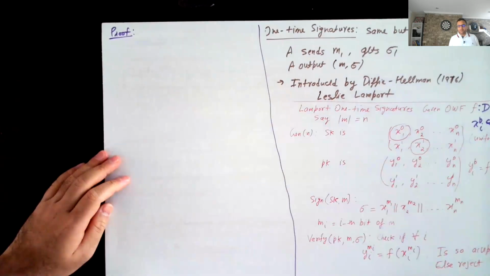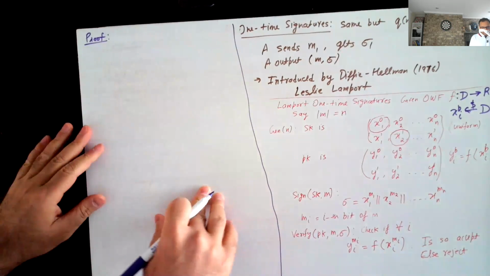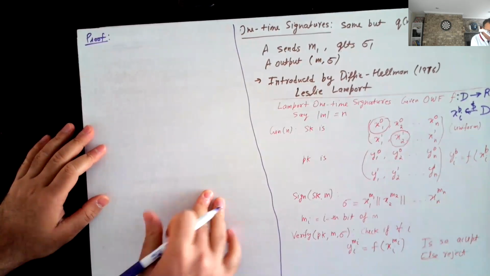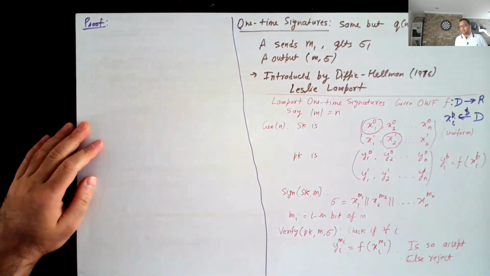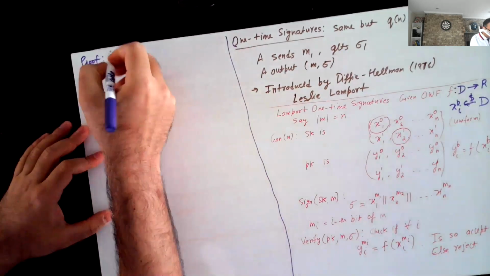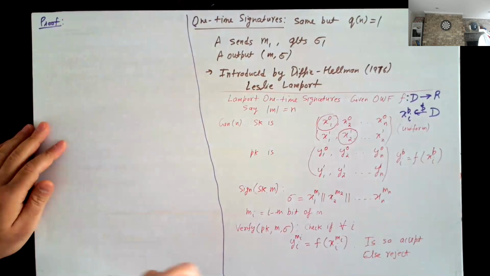So correctness is straightforward. Let's skip correctness. Let's go to the proof of security. Remember that it's only a one-time signature scheme, so the adversary gets to see a single signature on a single message. So we will prove it by contradiction. Suppose you are given a PPT adversary A.